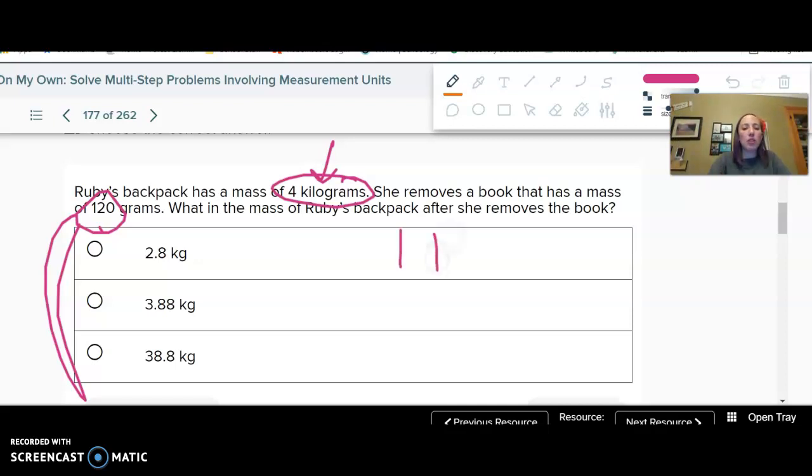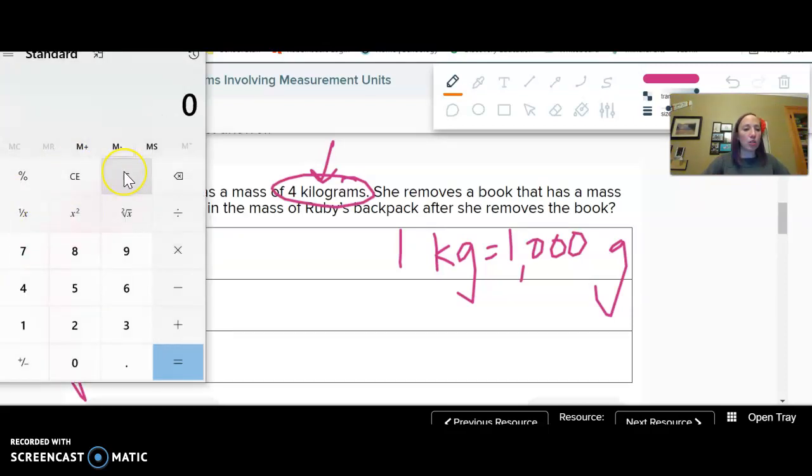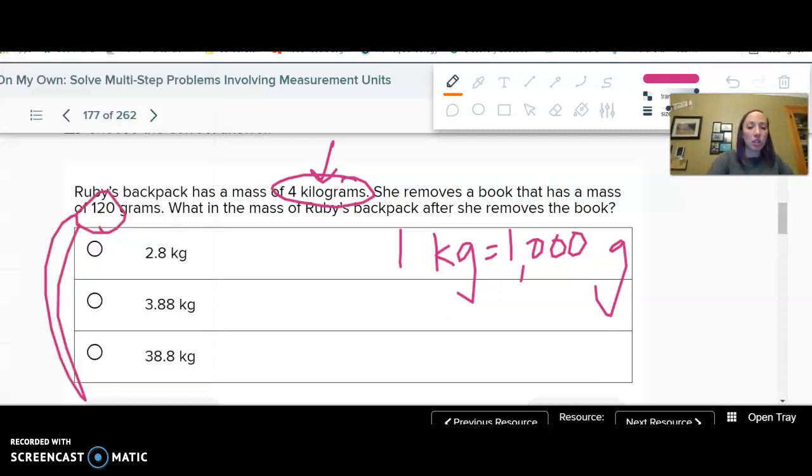And I know that 1 kilogram is 1,000 grams. You can use your chart to help you with that because it's 3 jumps away. So I know 120 grams, I'm going to need to divide by 1,000 because we're going from something smaller to bigger. So if I take 120 divided by 1,000, I know that her book is 0.12 kilograms.